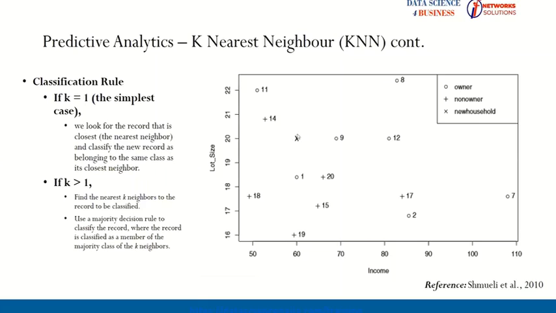So if we have the distance measure and we want to use it to calculate the distance between this new guy, see, this is X. It's not plotted, it doesn't have a value, because we don't know whether it's going to be an owner or a non-owner. But we know that X has an income of 60 and a lot size of 20. That is X. But is he an owner or a non-owner? We don't know. So that's what we want to predict using this KNN.